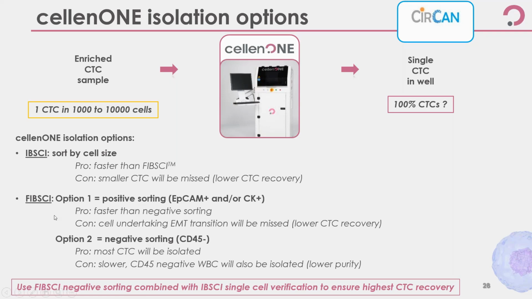The other option is to use fluorescence-based isolation. The first option is positive sorting using EpCAM or cytokeratin or both markers. This would be faster than negative sorting, but we would be missing all the cells that have undergone the EMT transition. And these, as I said, are the most relevant cells that we want to isolate. So we decided to go against this option, and we opted for negative sorting: labeling all the white blood cells present in the sample and asking the cellenONE system to isolate only the non-fluorescent cells. This, in theory, could achieve much higher recovery rates of the CTCs, but would be a bit slower than the positive sorting.